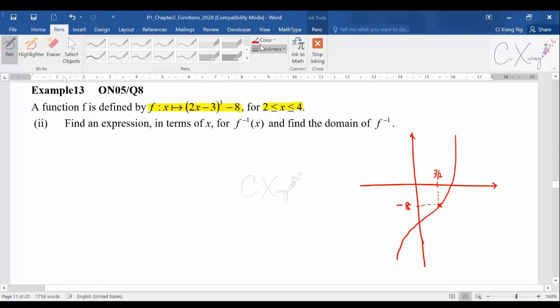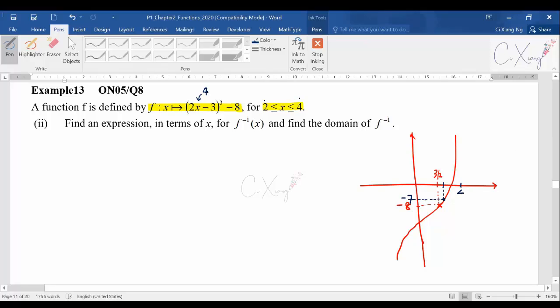Now because of my value here, they only want to consider 2 until 4. So that means you substitute 2 inside. You're having 1 minus 8, which is negative 7. So if I have 2 here, the value that I get is negative 7. Then after that I substitute a 4 inside. 4 times 2 is 8, 8 minus 3 is 5. So 5 power 3 is 125 minus 8, which is 100 something.